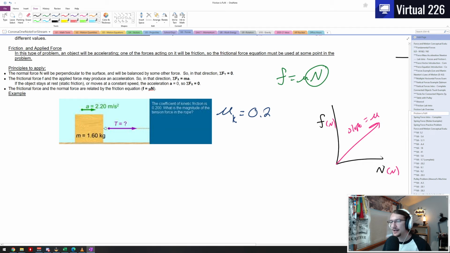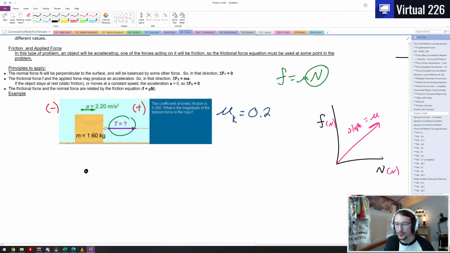So if our coefficient of kinetic friction is 0.2, we would like to know the magnitude of the tension force in the rope. So we're looking for this tension force right here. We know a few other things about this problem. The mass of the block is 1.6 kilograms, and it's accelerating to the right at a positive 2.2 meters per second squared, which implies that in this problem, right is positive and left is negative. So we're just looking for the tension in that rope, given that there's some friction on the ground and the acceleration of the mass.